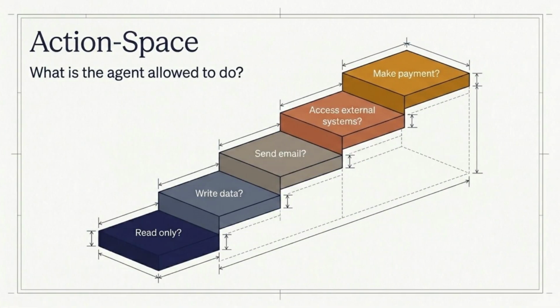One important idea is action space. This means what the agent is allowed to do. Can it only read information? Can it write data? Can it send emails? Can it make payments? The larger the action space, the higher the risk.